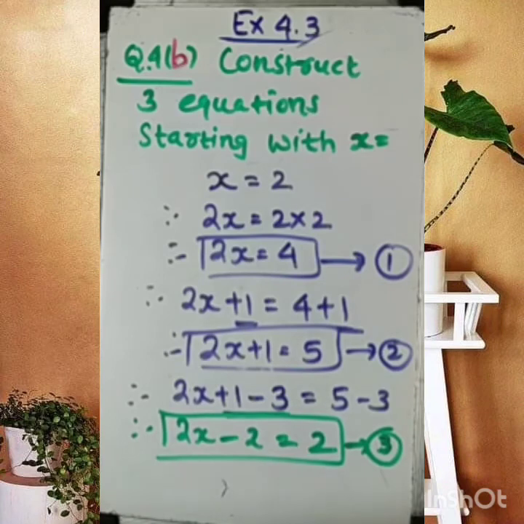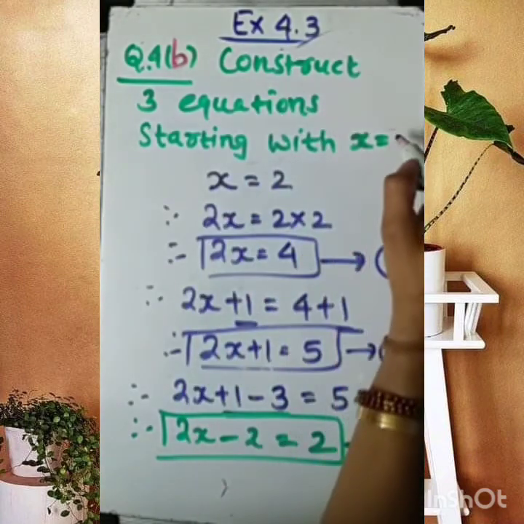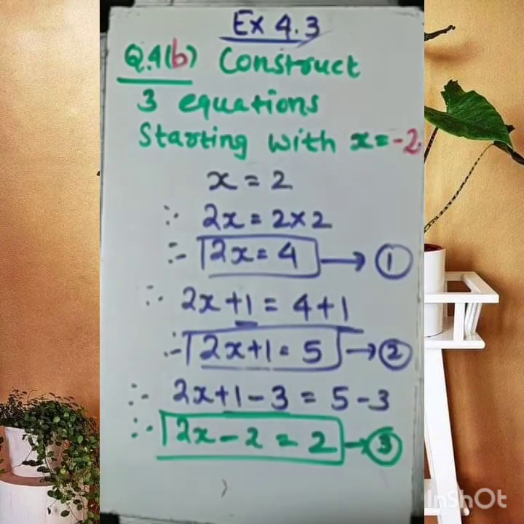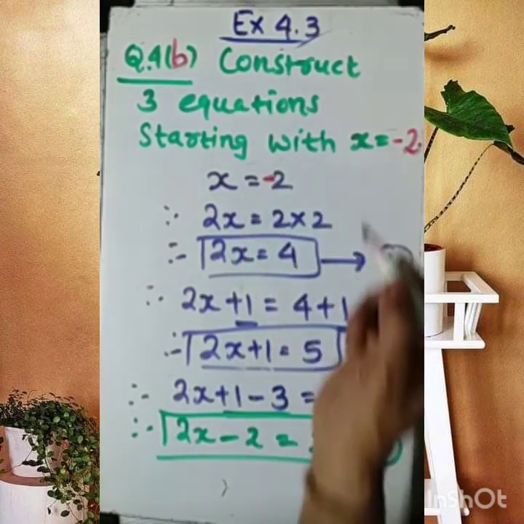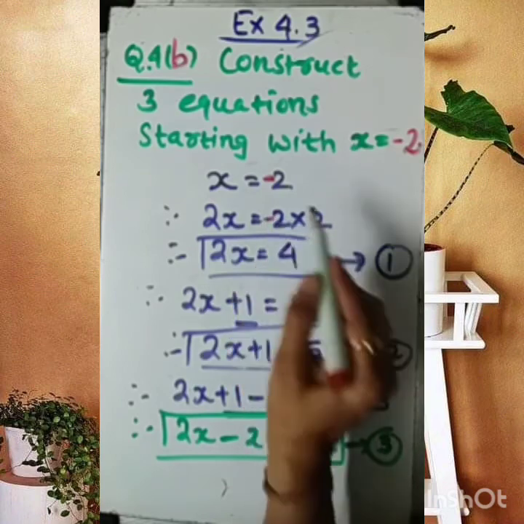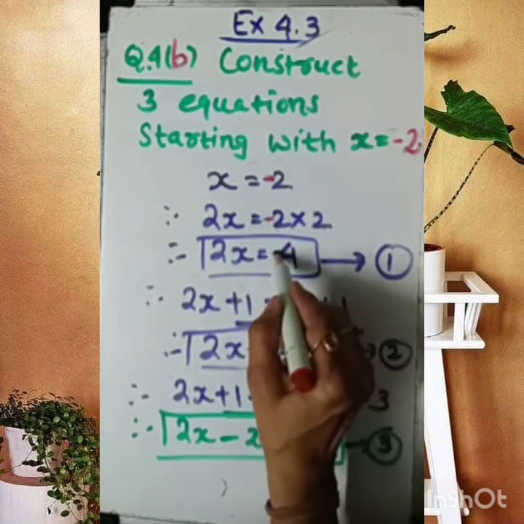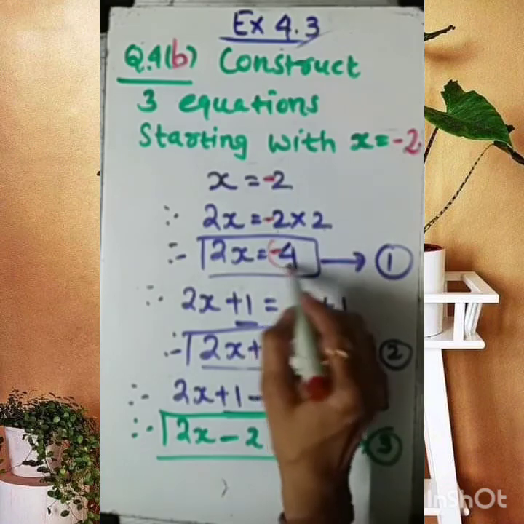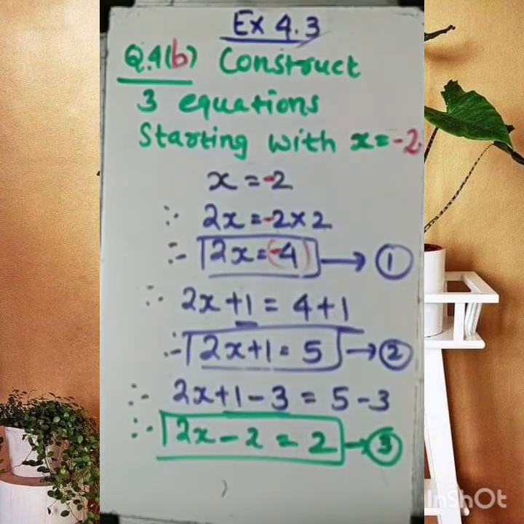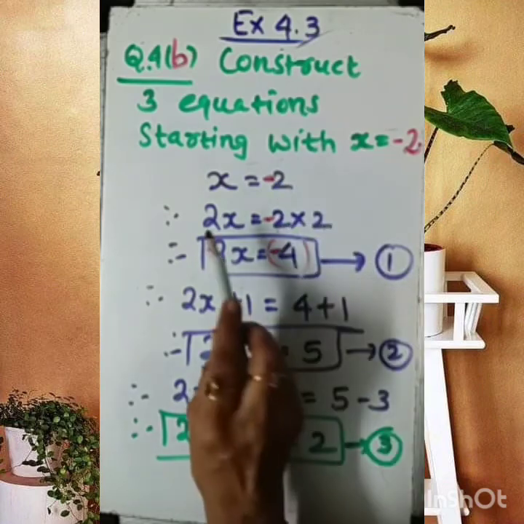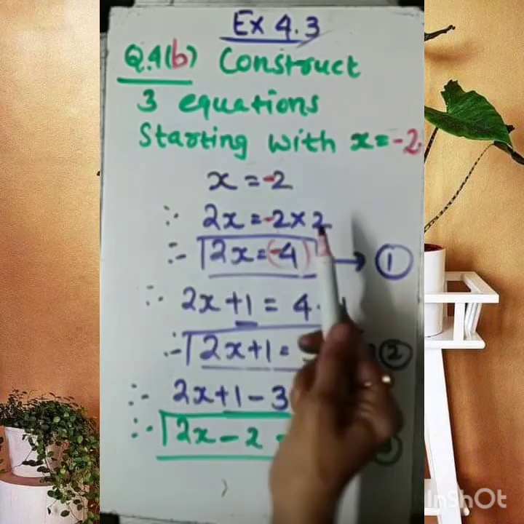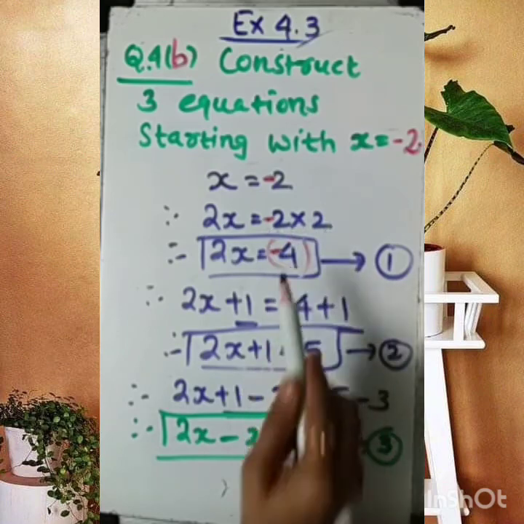Now on your screen you can see, dear student, the same question B part. What we are given in the B part, construct three equations starting with x equal to minus 2. Okay. Dear student, here it is minus 2. If it is minus, then I need to multiply minus 2 with 2, that is minus 4. Agree? This is the first equation. Nothing I have done. Minus 2 already in the question we are given. I have multiplied the first term with 2. So minus 2 into 2 is minus 4.